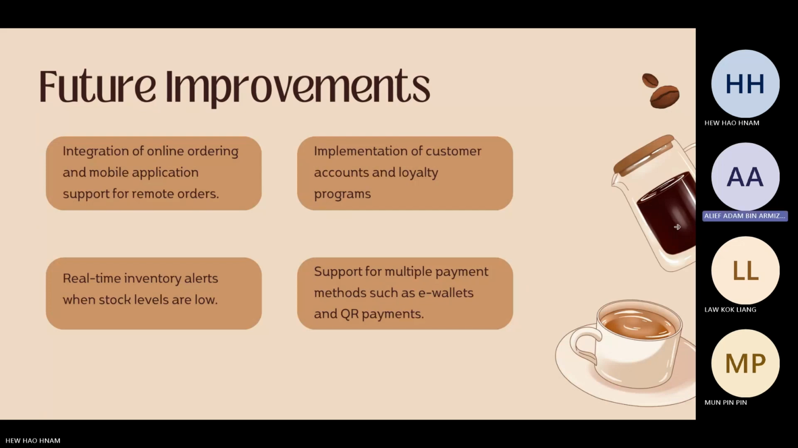For future improvement, we want to improve our system by integrating online ordering and mobile application support for remote orders, and implementing customer accounts and loyalty programs. Next is real-time inventory alerts when stock levels are low. And lastly, support for multiple payment methods such as e-wallet and QR payment.